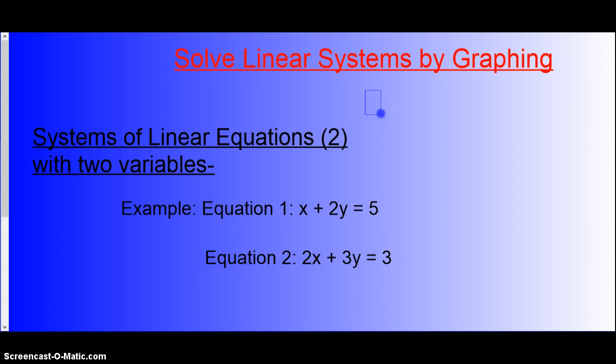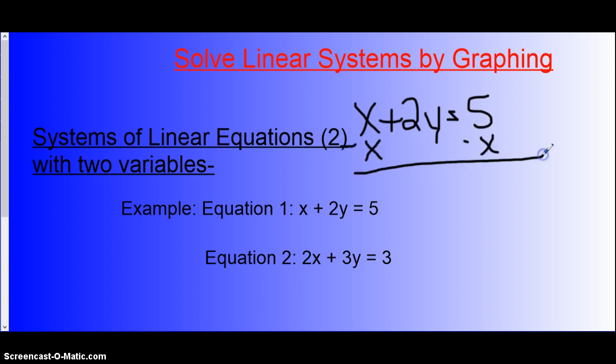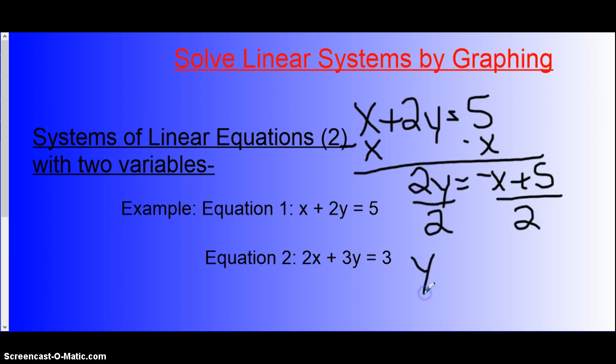So we have this equation, x plus 2y is equal to 5. When I move the x to the other side of the equation, that makes it a negative x. So I end up with 2y equals negative x plus 5. It's a positive 5. And then when I divide by 2 on both sides of the equation, I end up with an equation that looks like y equals negative x divided by 2 plus 5 halves.